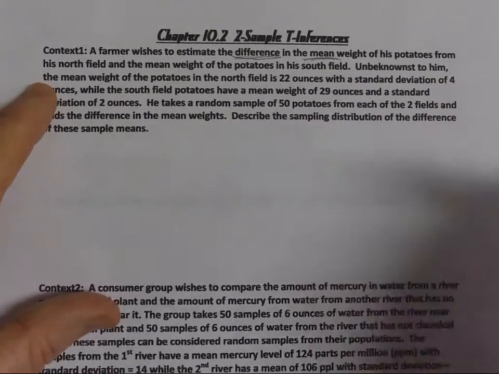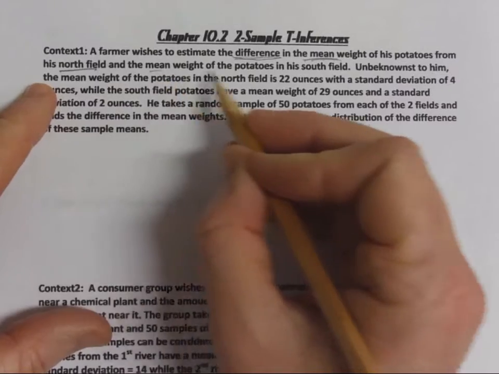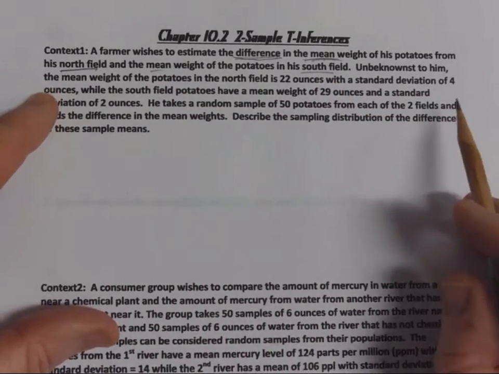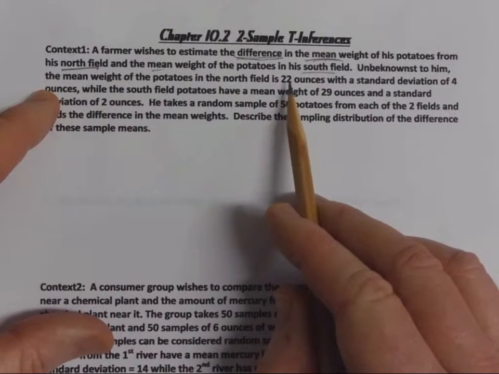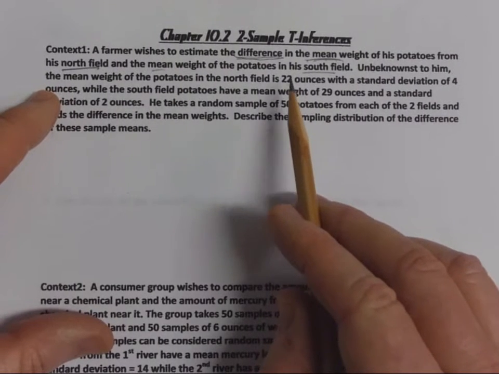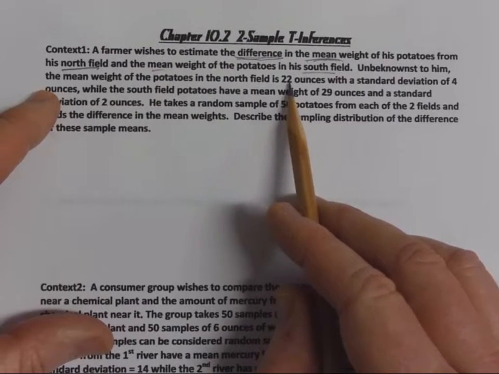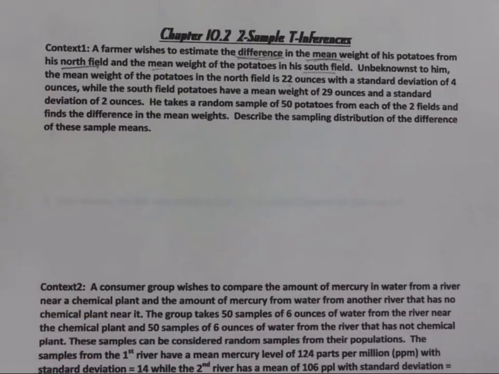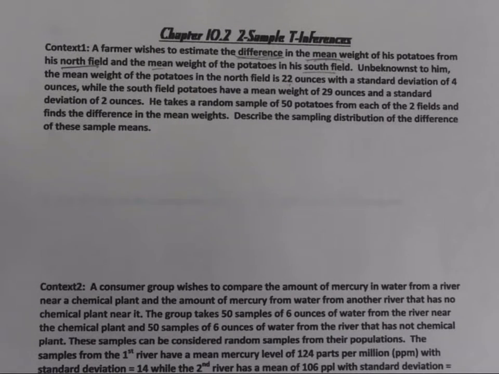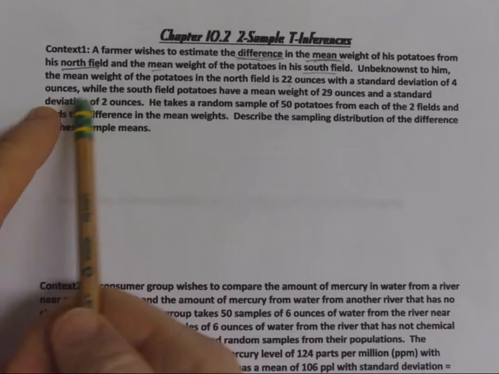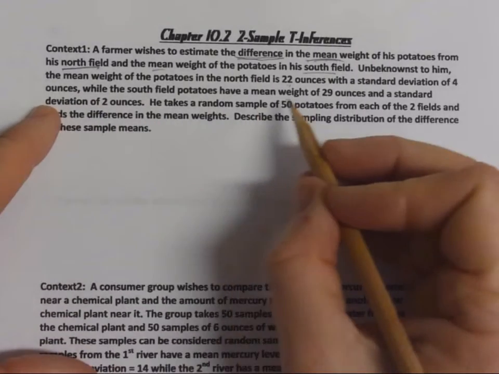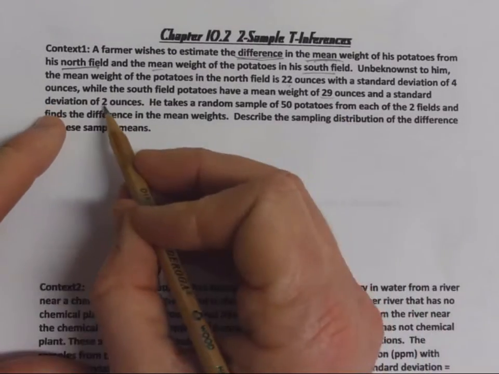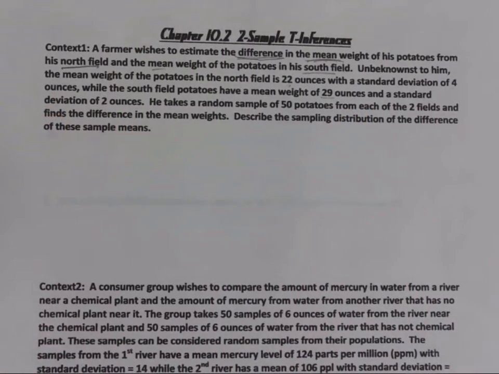The mean weight of his potatoes from his north field and the mean weight of his potatoes in his south field. Unbeknownst to him, the mean weight of the potatoes in the north field is 22. So that's all the potatoes, so that is a parameter. That is mu, not x bar. With a standard deviation of 4, that is the standard deviation of all of the potatoes, so that is sigma. If it was a sample standard deviation, it'd be s. These are ounces, so make sure to include the units in this section. While the south field has a mean weight of 29 and a standard deviation of 2. That mu and sigma are population values as well.